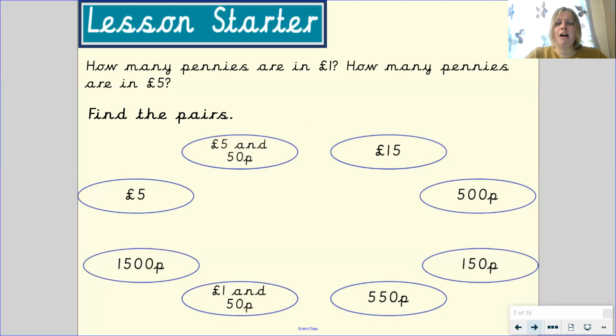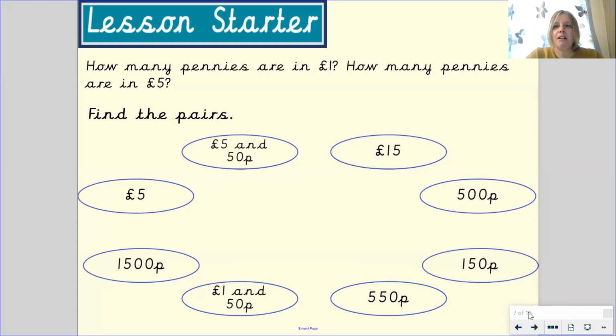How many pennies are in £1? That's right, there are 100 pennies in £1. How many pennies are in £5? That's right, there are 500 pennies in £5.